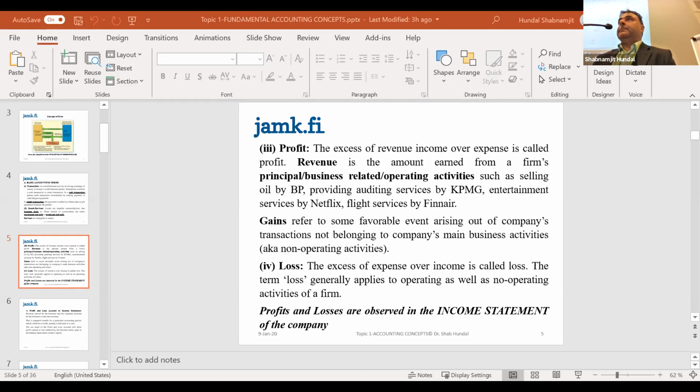Finance income is not your main income. Remember, it's not a profit. Are you trying to understand? Kone, it's Kone, right? Kone is not a bank.